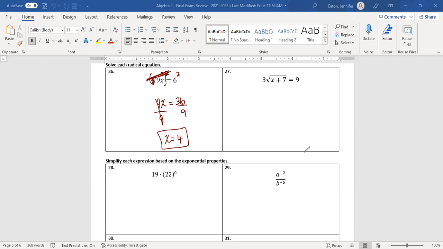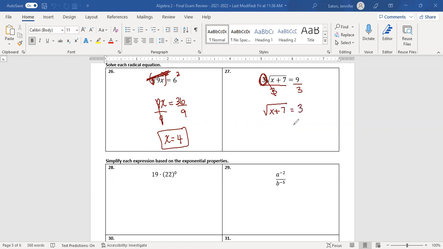Let's look at problem number 27 here. Problem number 27 is again another root problem, but notice we have this 3 in front of the root first. And remember what I said with the previous problem, we need to remove anything that's in front of or behind the root first, not anything that's under the root. So 3 is multiplying to the root, so we're going to divide both sides by 3 first. So we get the square root of x plus 7. The square root didn't disappear. We didn't do anything to get rid of that square root yet. We simply removed the 3 that's in front of it.